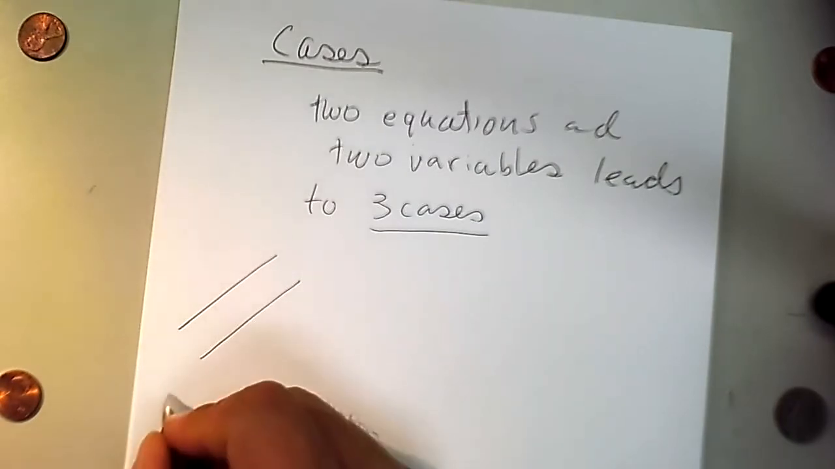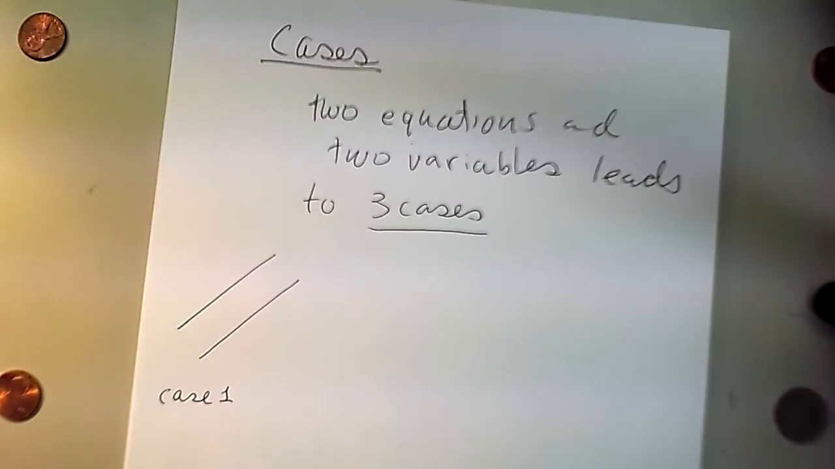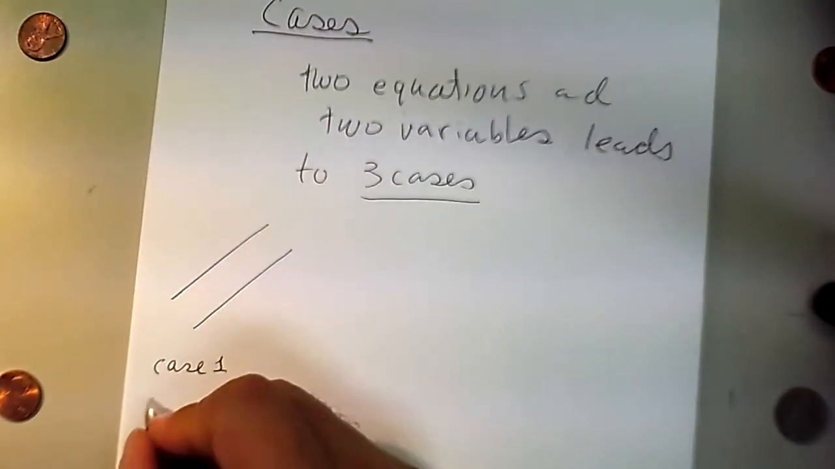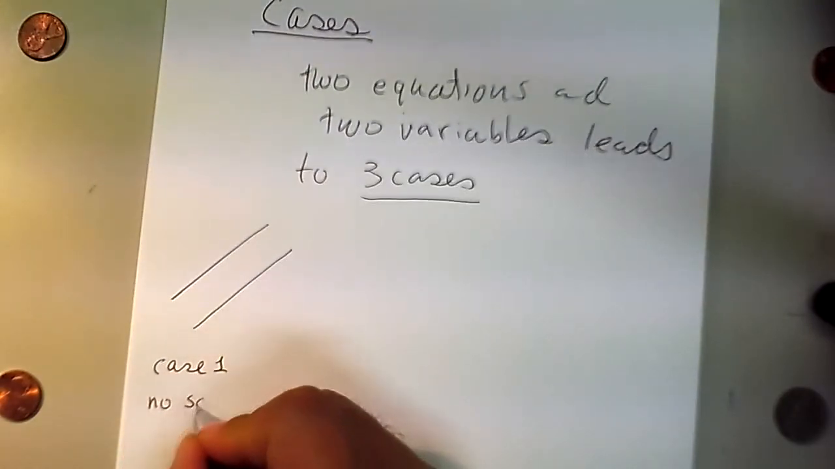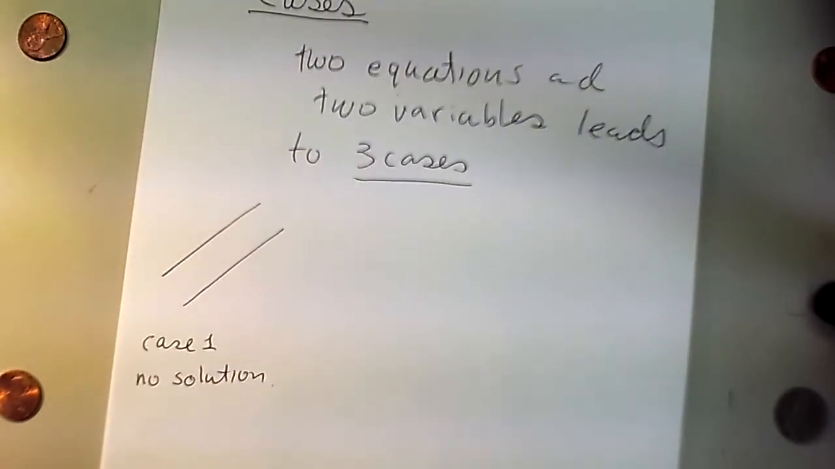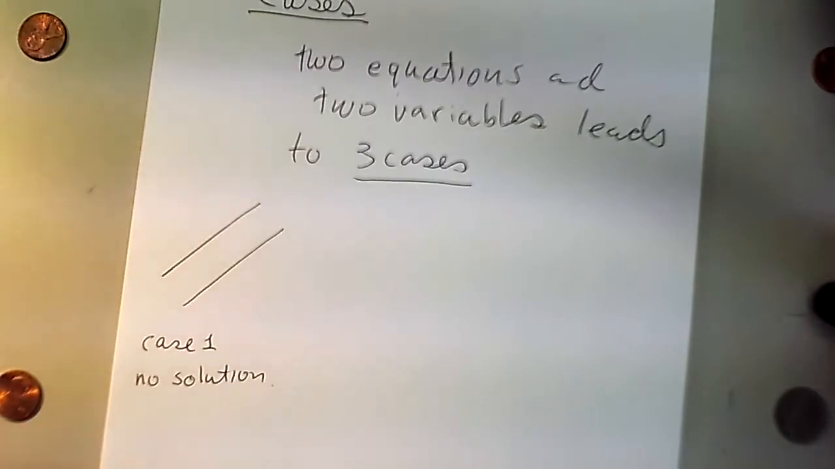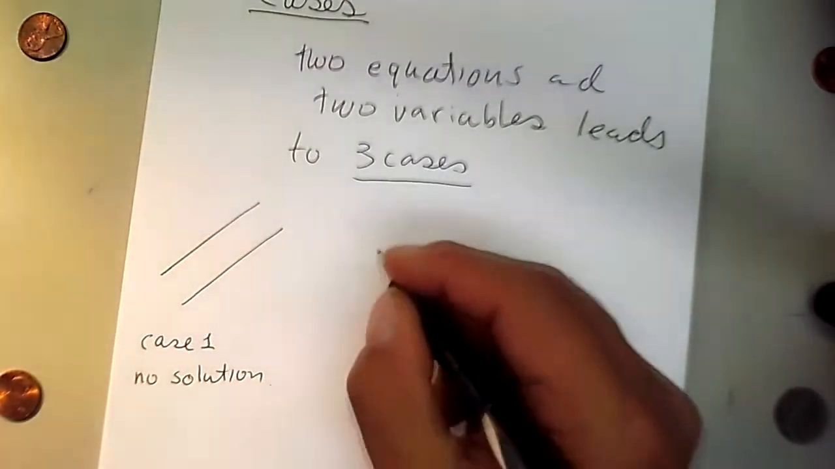So that's one case. I'm going to label it as case one. And in this case, there's no solution whatsoever. It happens that the two conditions are such that they contradict each other. We're going to do examples of that when we get into the algebraic methods.